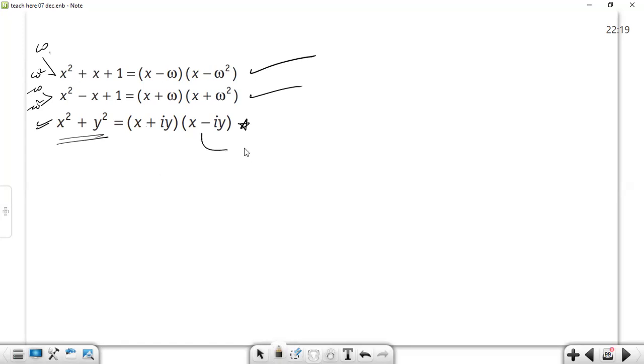Okay. So let me explain it in a different manner. Let's say z is a complex number x plus iota y, then what is its conjugate? Anyone? What is the conjugate of a complex number x plus iota y? I'm asking about the conjugate.